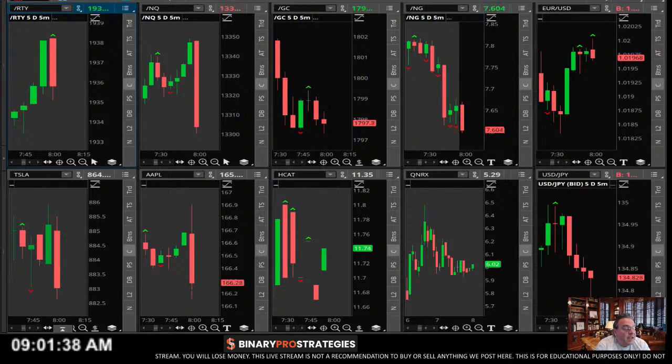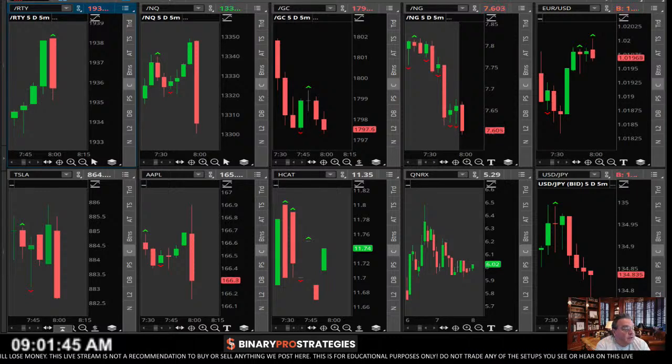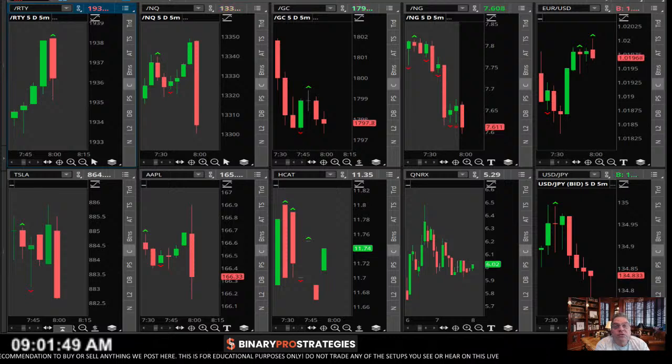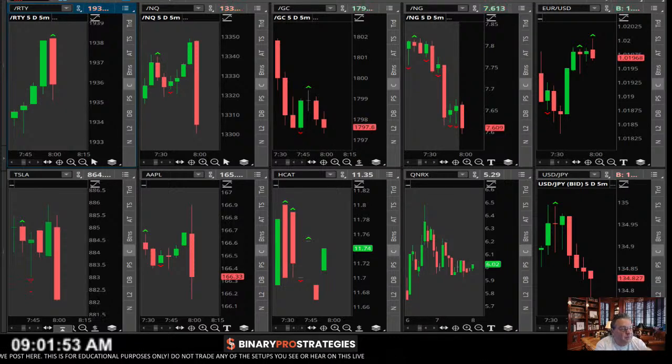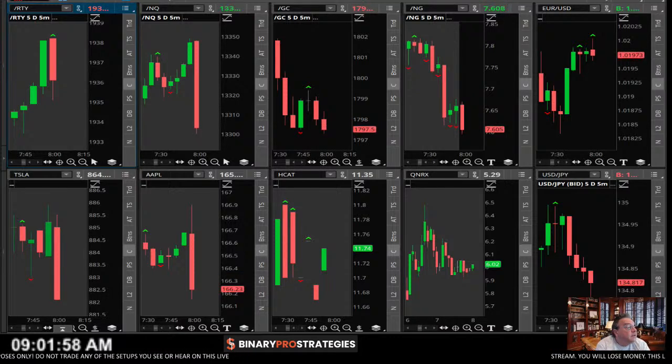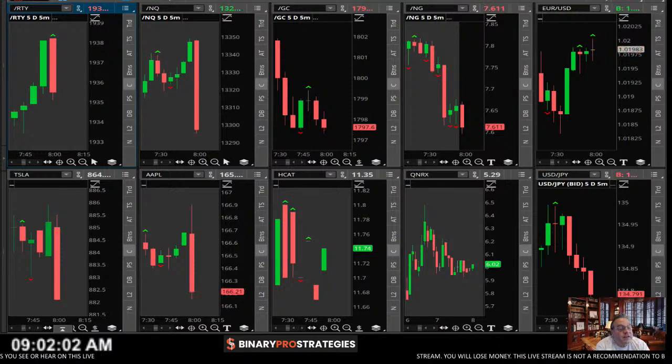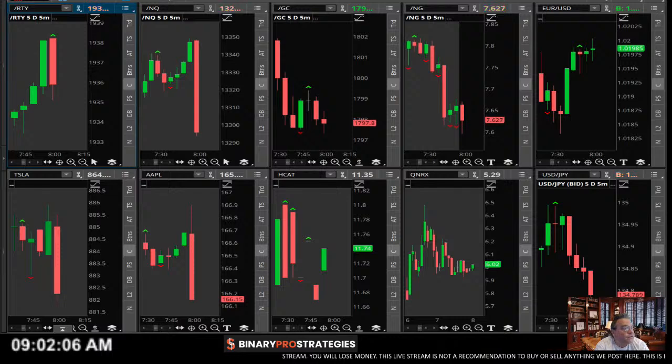HCAT and QNRX. That's a pharmaceutical company. HCAT is going to be a healthcare company. So we've been watching those this morning. I don't have any initial setups right now. Possible buy coming up on Tesla, but not yet. Don't see anything on the indices. Don't have anything on natural gas. Don't have anything on the currencies.